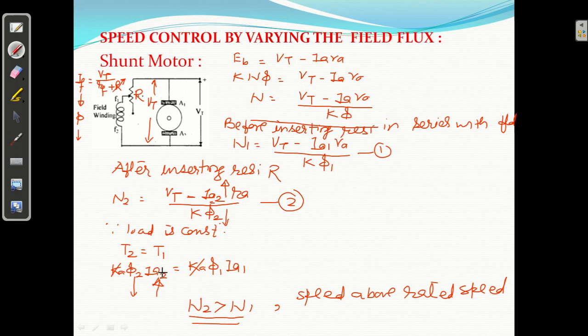And what is the second disadvantage? The armature may get overheated. Why will it be overheated?